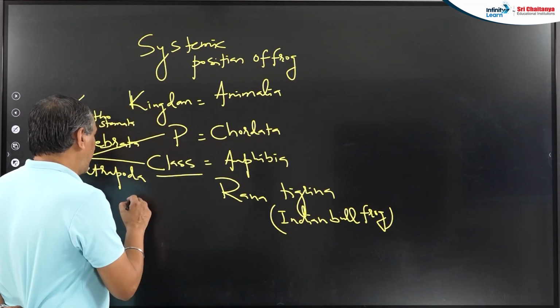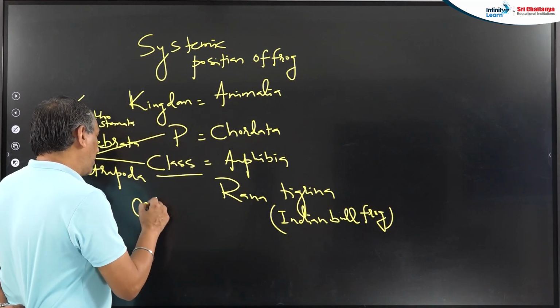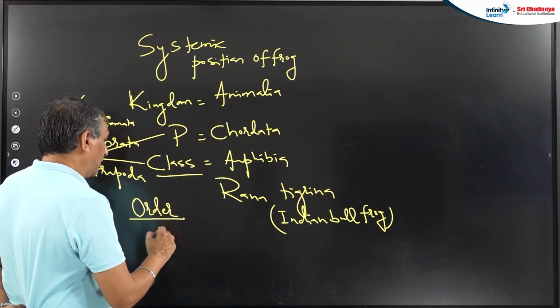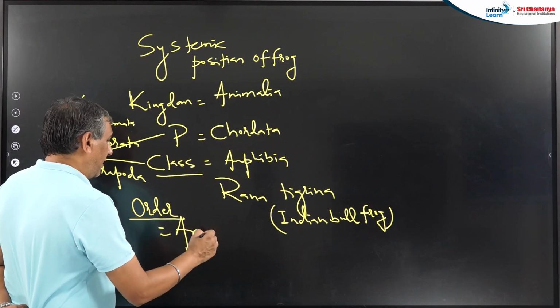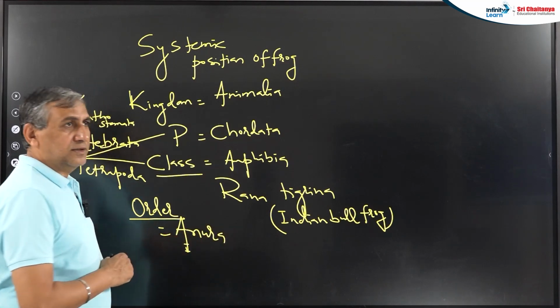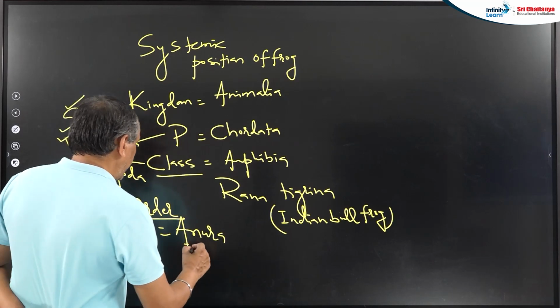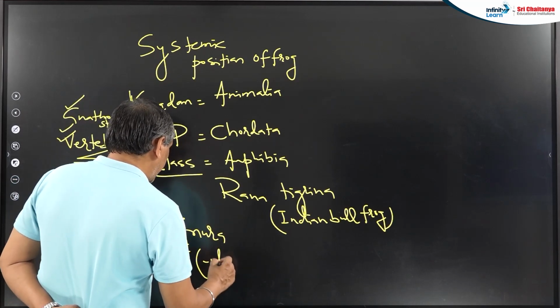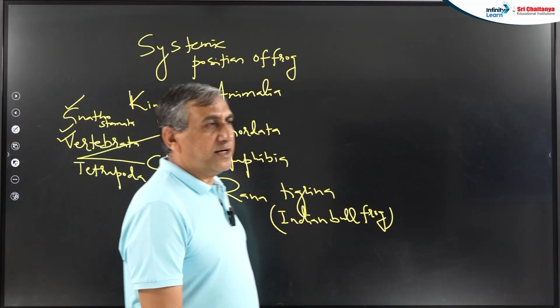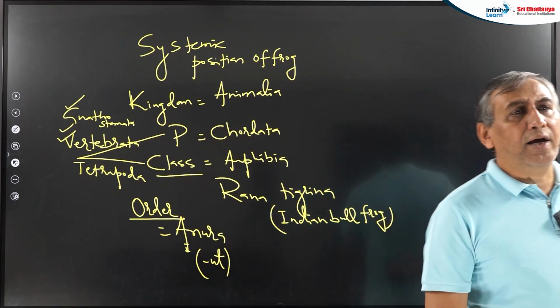Another thing you have to remember: what is the name of the order of frog? The order of frog is Anura. A means absent, neura means tail. Tail is absent, that's why we say it is Anura. So what you have to remember?